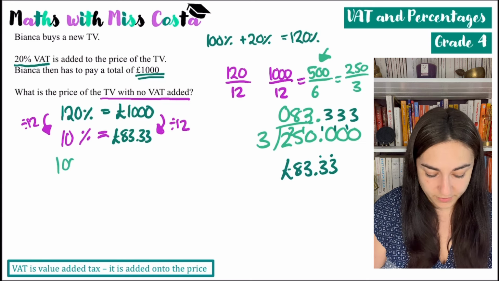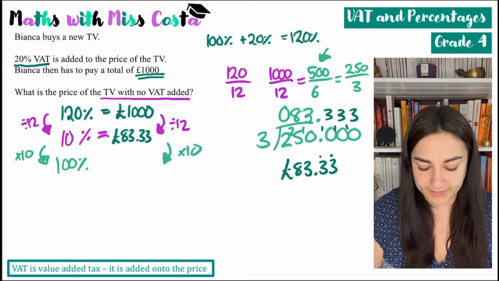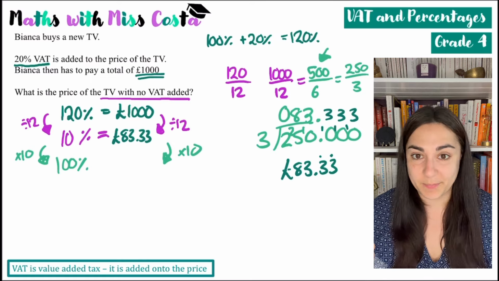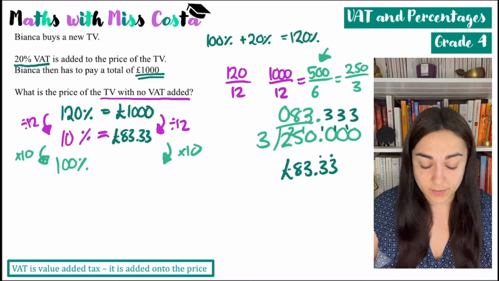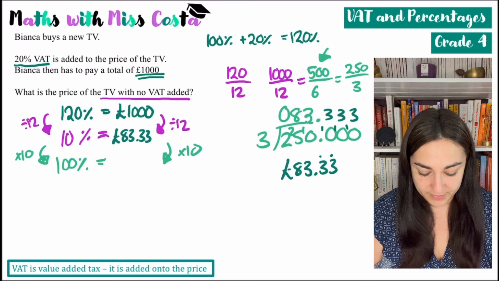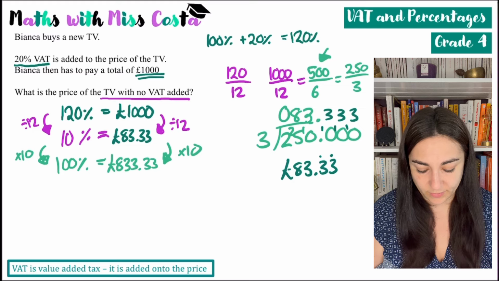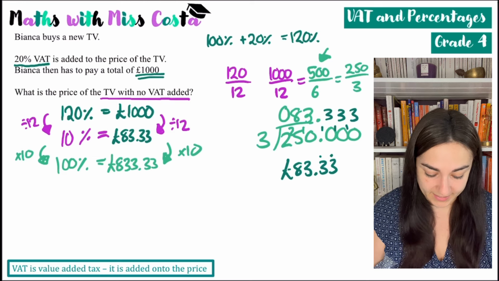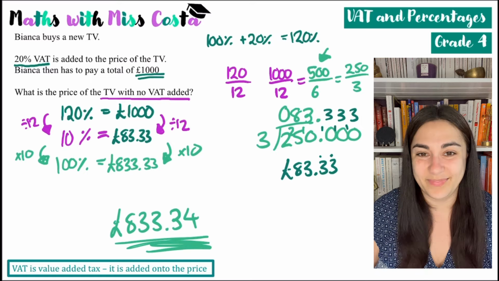And then to work out 100%, what I would need to do is multiply by 10. Now, just as a disclaimer, if this is a calculator paper, the best thing to do would be to work out 1% and then times it by 100. But this is non-calculator. You could also have done that, but you could also find other ways to just make your life a little bit easier. So 100%, I times that by 10. So that would be £833.33. You could round it to £833.34. It doesn't really matter as long as you've shown your working, then that's fine. So let's just say 34 pence because they always round money up.